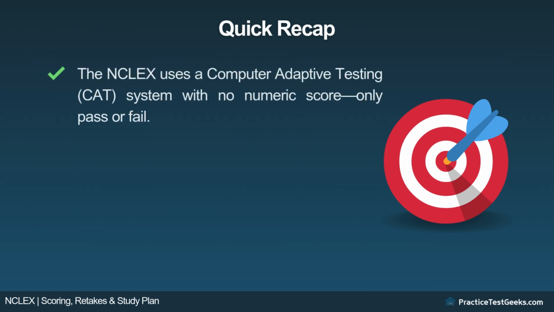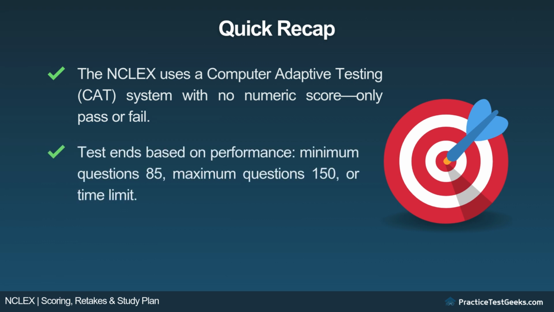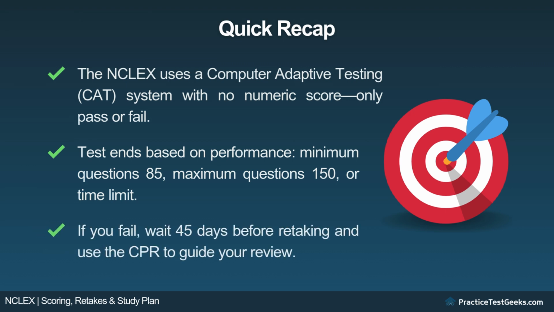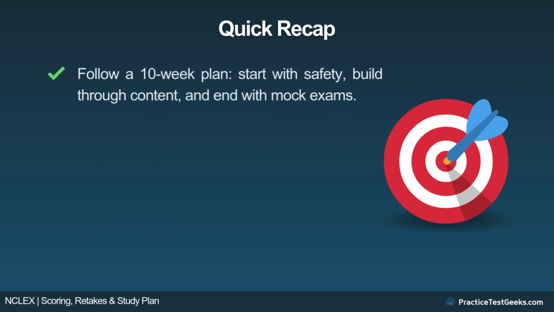The NCLEX uses a computer adaptive testing system with no numeric score, only pass or fail. Test ends based on performance. Minimum questions 85, maximum questions 150, 5-hour time limit. If you fail, wait 45 days before retaking and use the CPR to guide your review. Follow a 10-week plan. Start with safety, build through content, and end with mock exams.